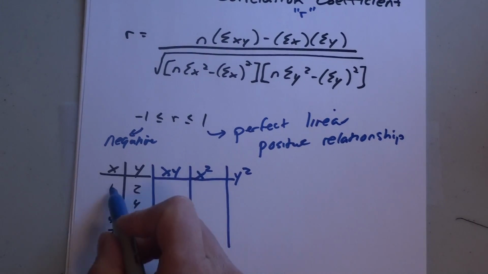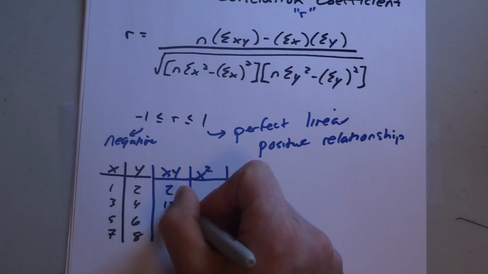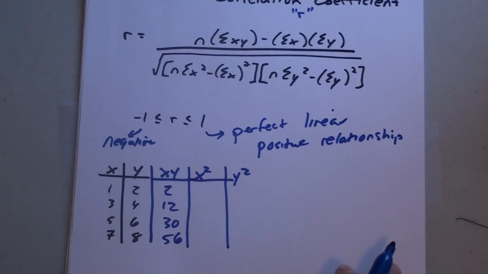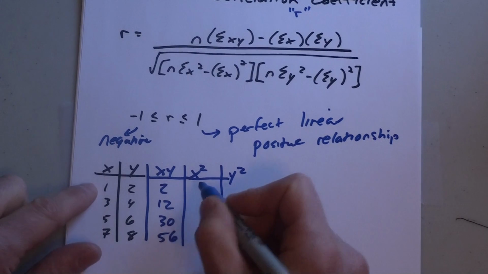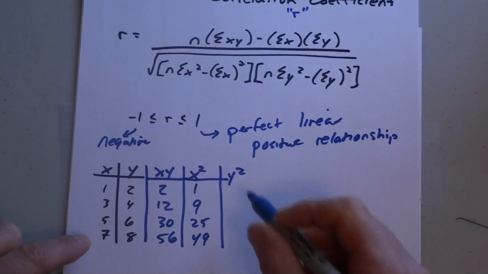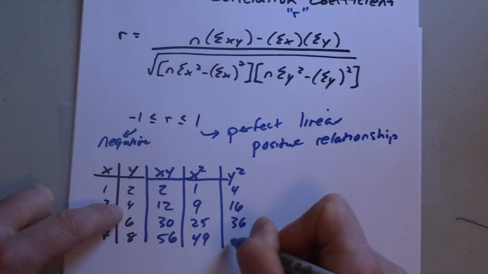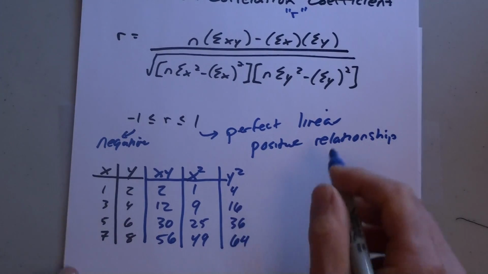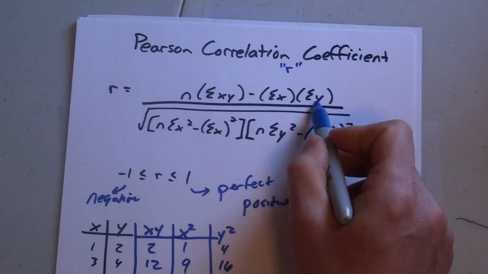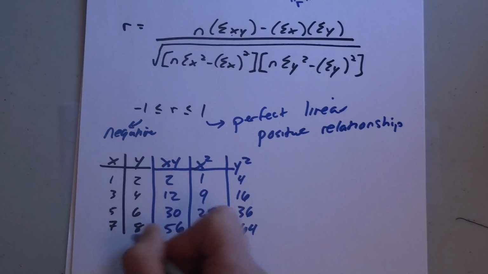So I'm going to do x times y, 1 times 2. Okay, that is 2. 3 times 4, 12, 5 times 6 is 30, and 7 times 8 is 56. Then I'll do my x squareds: 1 squared is 1, 3 squared is 9, 25, 49. I'll do my y squareds: 4, 16, 36, 64. Then the formula asks me to sum up these different components. I need a summation of my x, summation of my y, sum my xy, same thing with my x squareds, and y squareds.